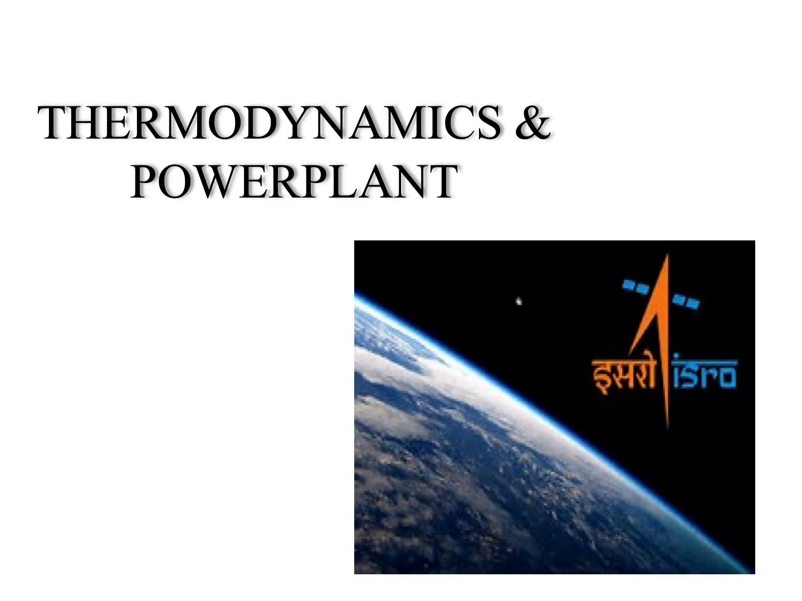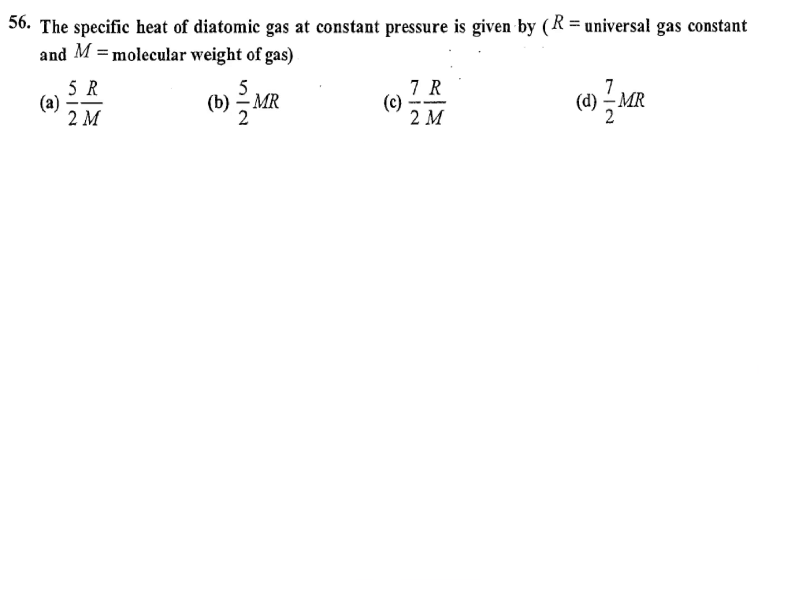This is Thermodynamics and Power Plant ISRO question paper from 2002 to 2016, part 3. The question is: the specific heat of diatomic gas at constant pressure is given by, R equal to universal gas constant and M equal to molecular weight of gas. So here R is the universal gas constant.